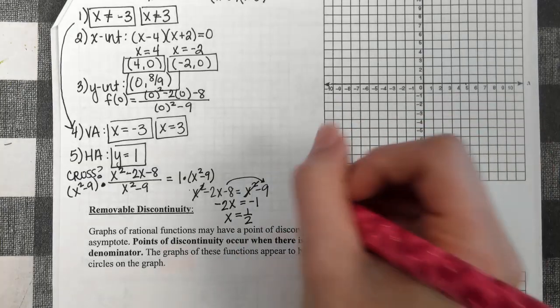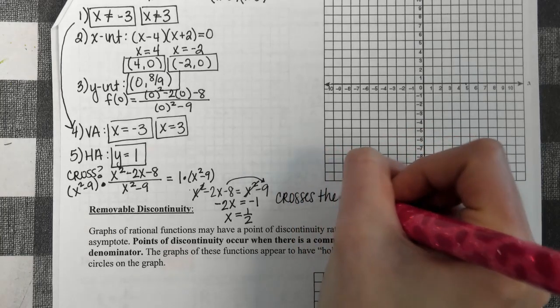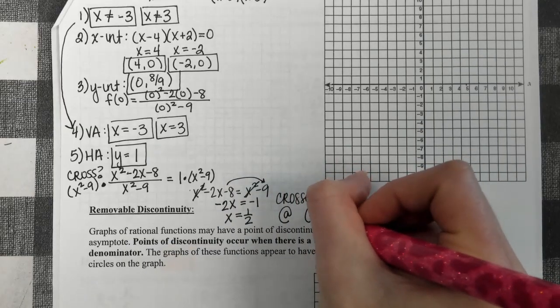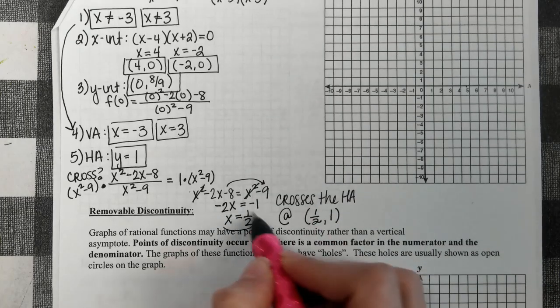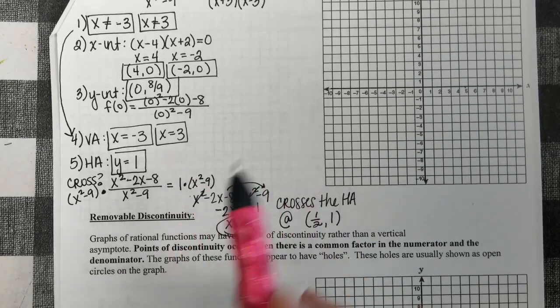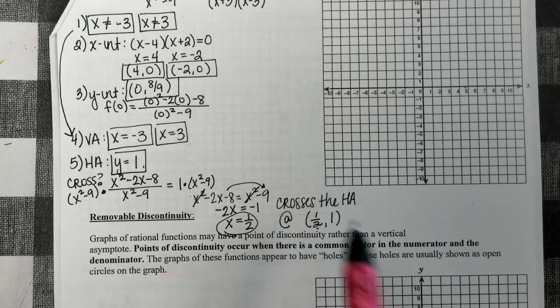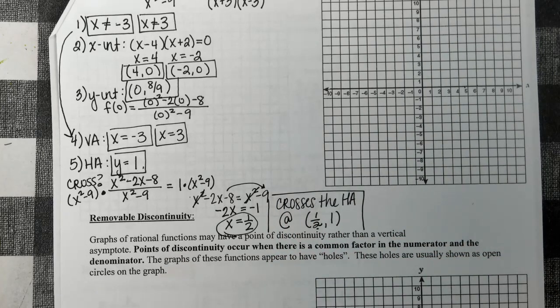So what that means is it crosses the horizontal asymptote at (1/2, 1). So I take the x value that I just solved for and the horizontal asymptote y value and put that together as an ordered pair because that is where it's crossing it. Okay? You understand that? You have questions?